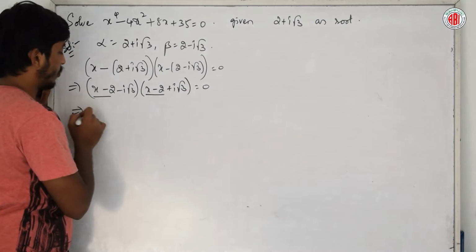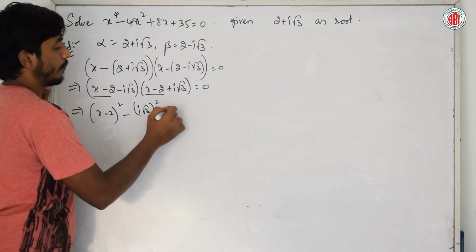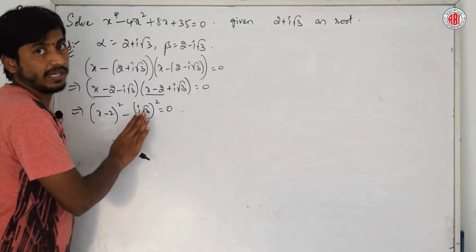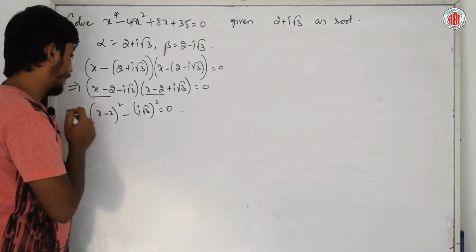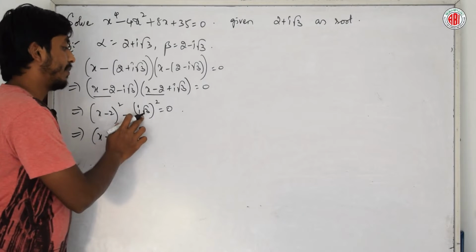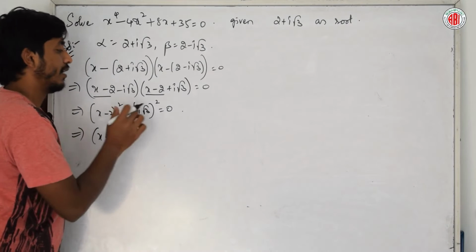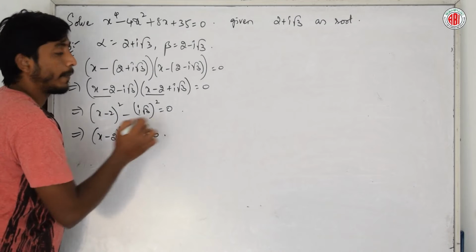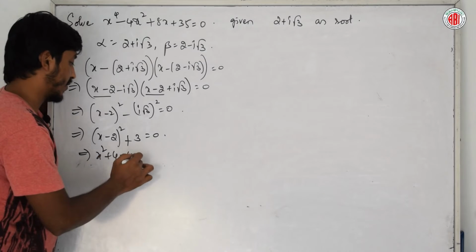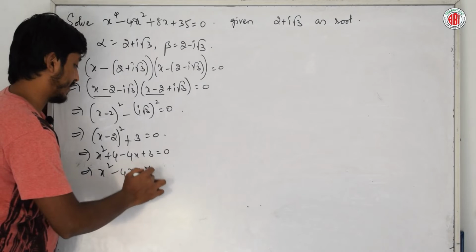x minus 2, a square minus b square is equal to 0. Isn't it? This is in the form of a minus b into a plus b, so we can write it as a square minus b square. Done. Fine. So x minus 2 whole square minus, this can be written as i square into root 3 square. i square is minus 1, root 3 square is 3. Done. So let me simplify this. x square plus 4 minus 4x plus 3 equal to 0. That is nothing but x square minus 4x plus 7 is equal to 0.